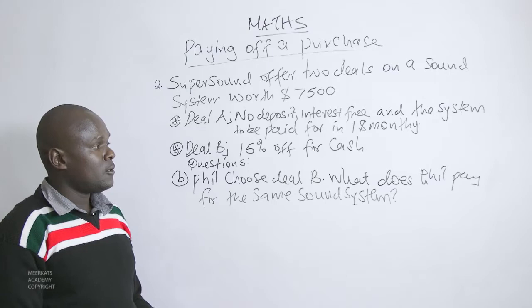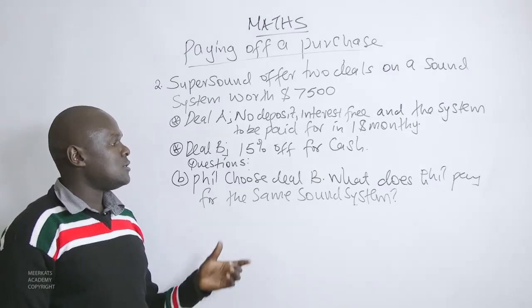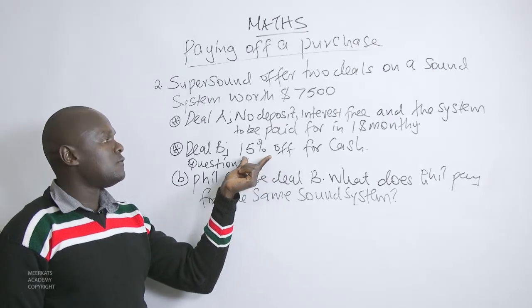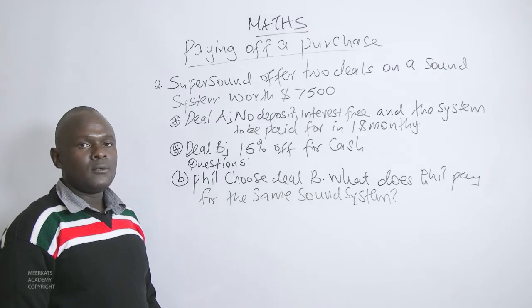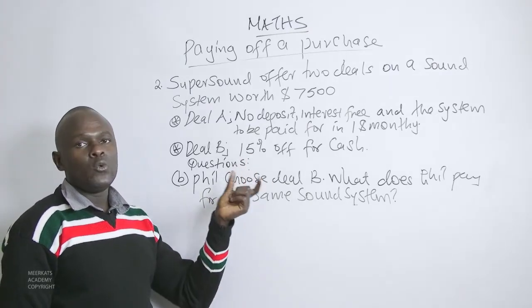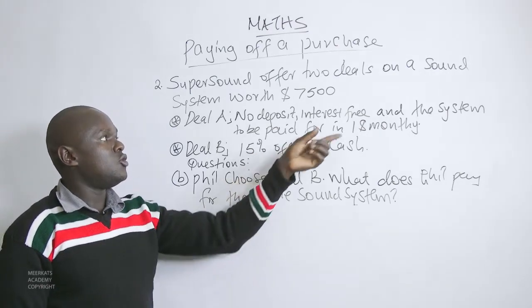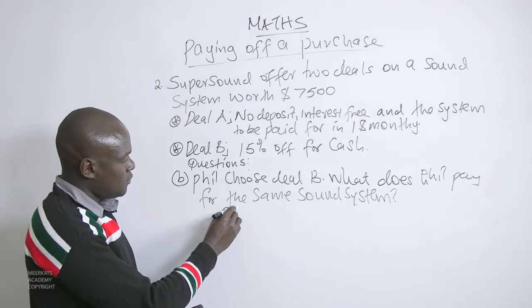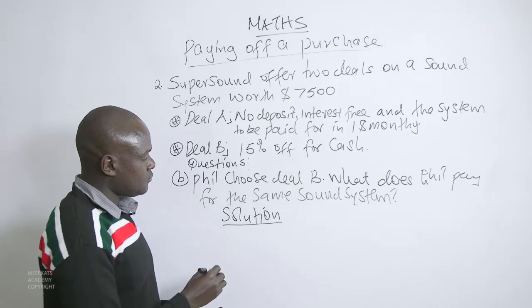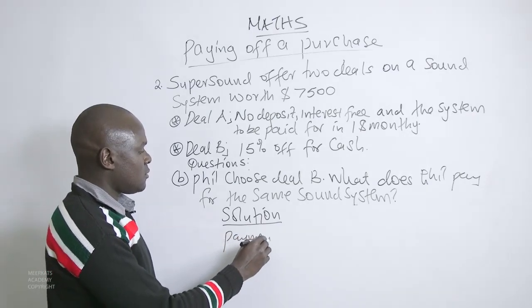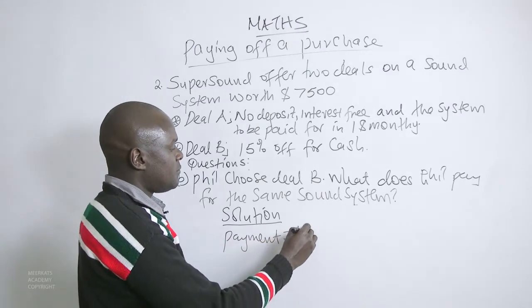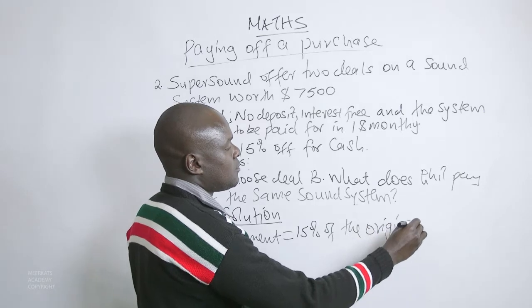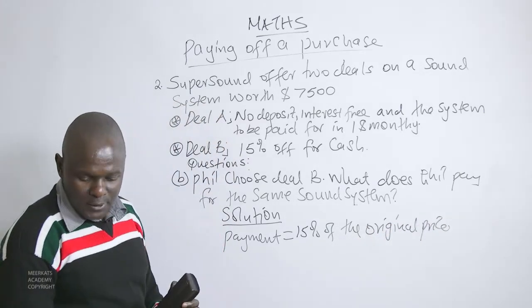What does Phil pay? If Phil decides to use the second deal, in the second deal we are told that if you make a cash payment, you will receive a discount of 15%. The discount is 15%, so the payment will be less 15% on this amount. So the payment will be 15% off the original price.